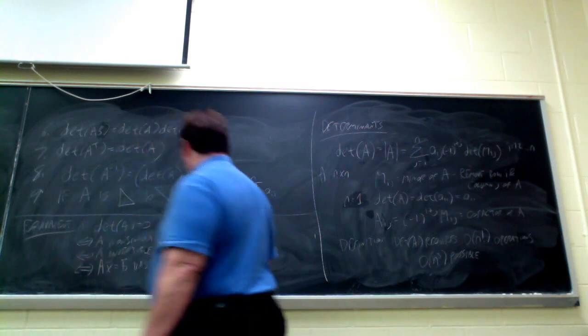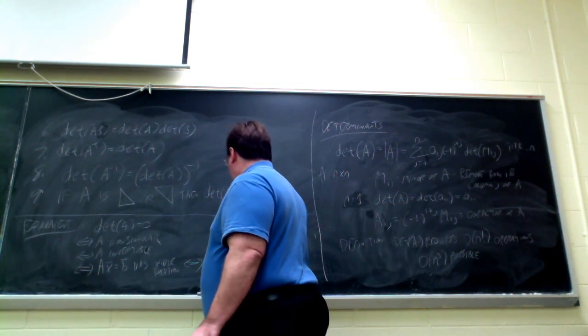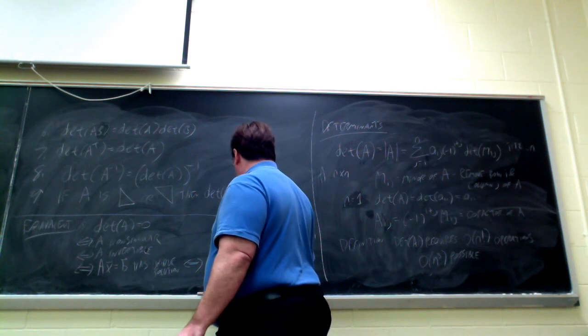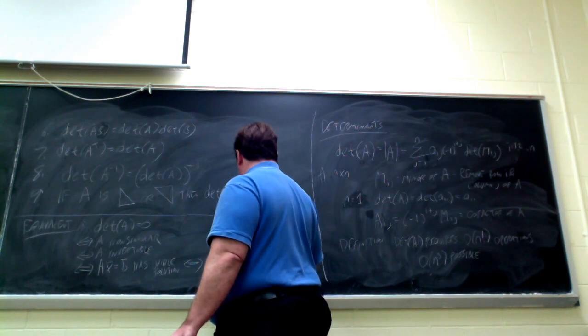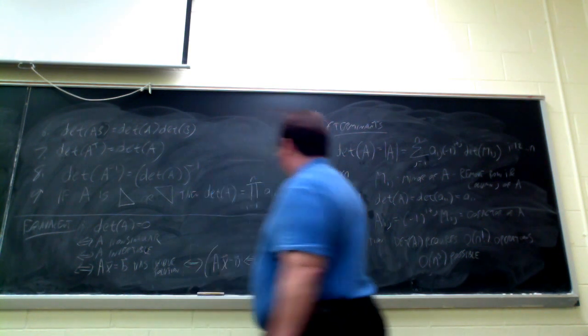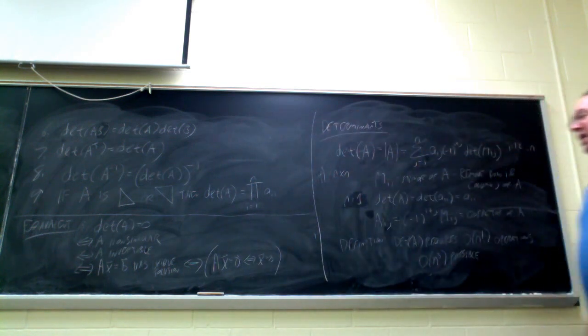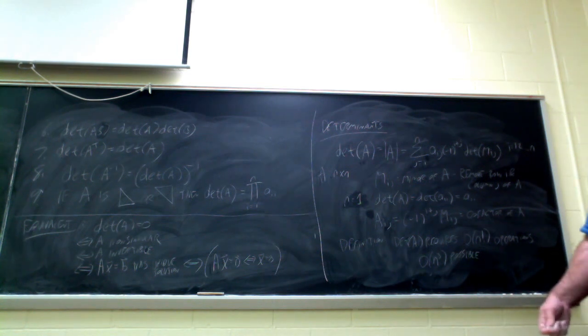And then the final equivalent statement is Ax is equal to 0 if and only if x is 0. A times 0 is going to be 0 no matter what, but this is the only way you can get 0. So that's called the trivial solution.